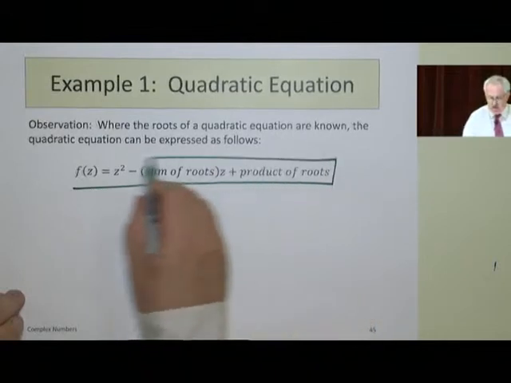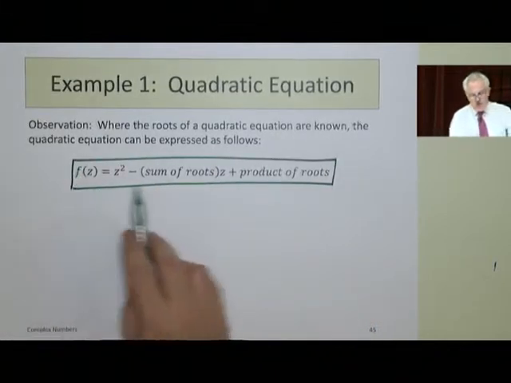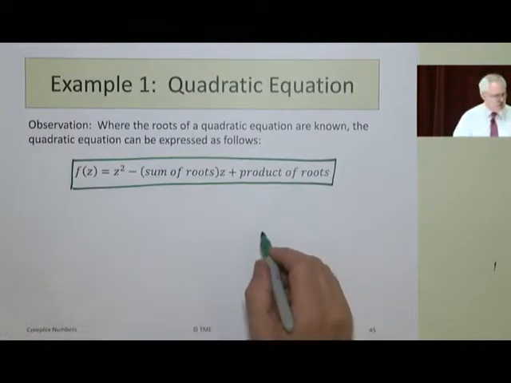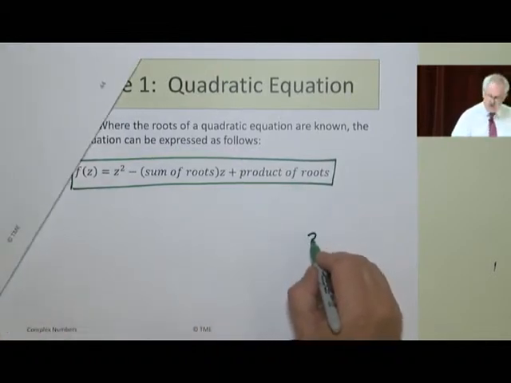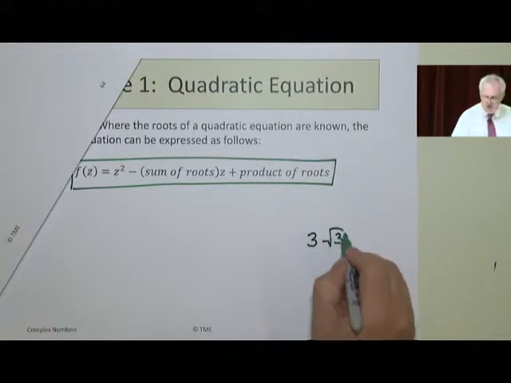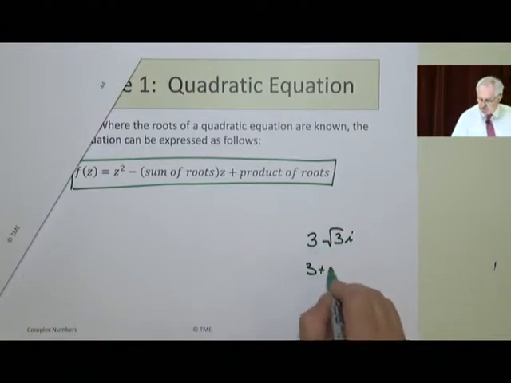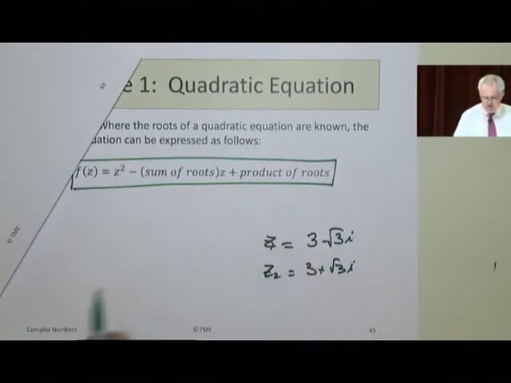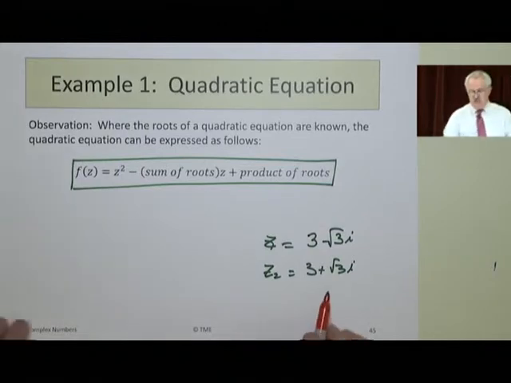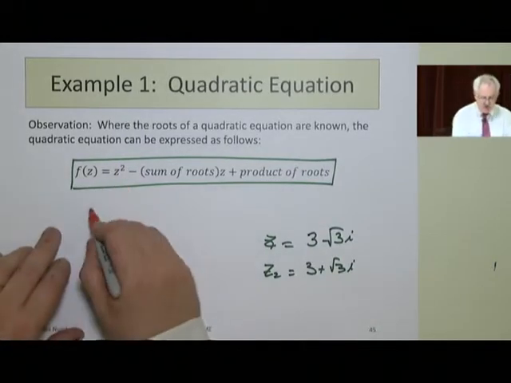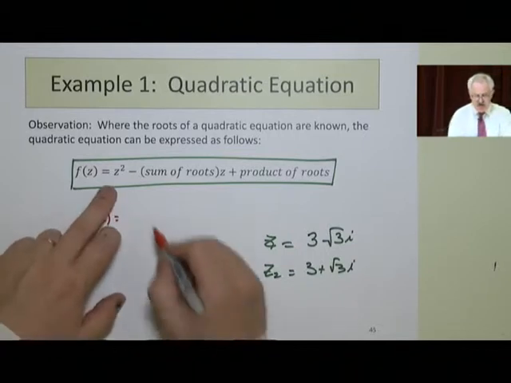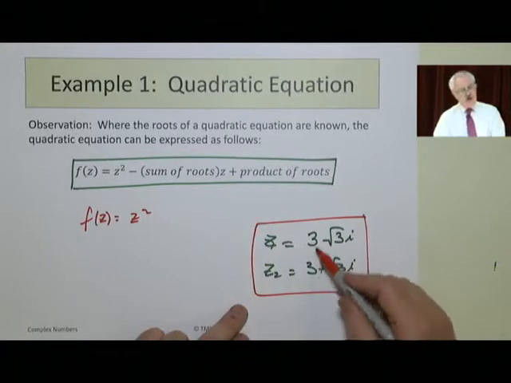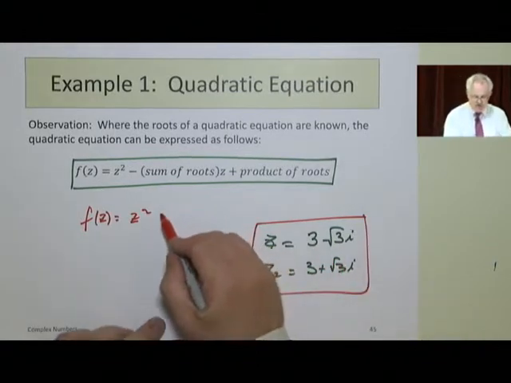You might remember that from before, the sum of the roots and the product of the roots. What were the roots there? The roots were 3 minus root 3i and 3 plus root 3i. Z1 was that, Z2 was that. If they are your roots, the other formula is that the function is given as z squared minus the sum of the roots. Add the two of these together, what do you get? 3 and 3, you get 6.